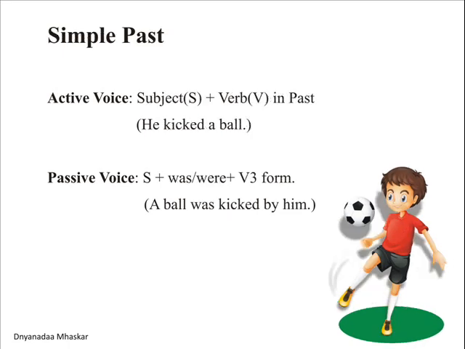Let us move ahead with the next tense, that is simple past. Let us see the form of this particular tense in active voice. Subject plus verb in the past. He kicked a ball. He is the subject, kicked is the past tense of kick, a ball is the object. Passive voice, subject plus was or were plus V3 form of the verb. A ball was kicked by him. A ball, which was the object in the active voice, has become the subject in passive voice. Was kicked, we have taken was, which is a be form of past tense. Kicked, we have kept it as it is because past tense of kick is kicked only, by him.